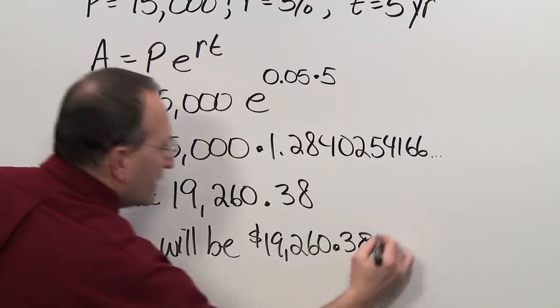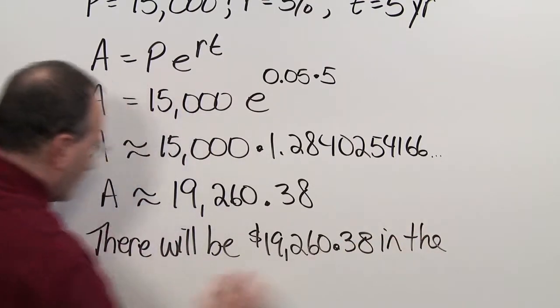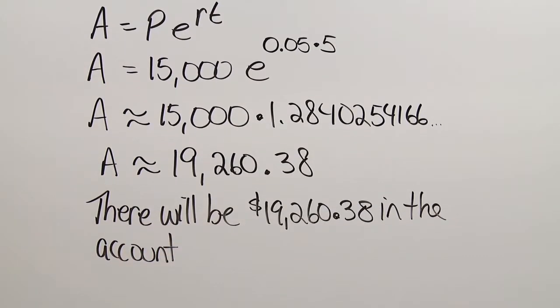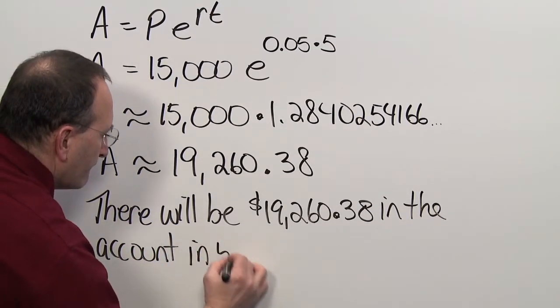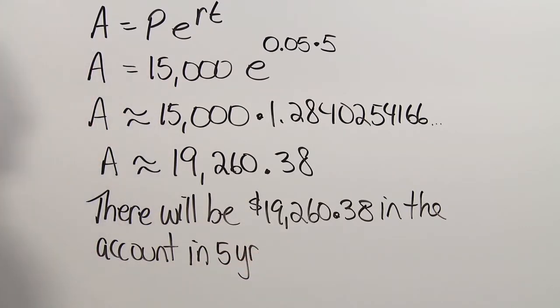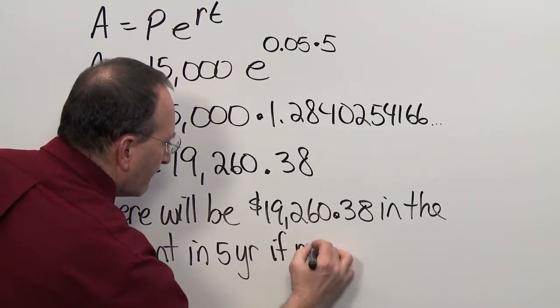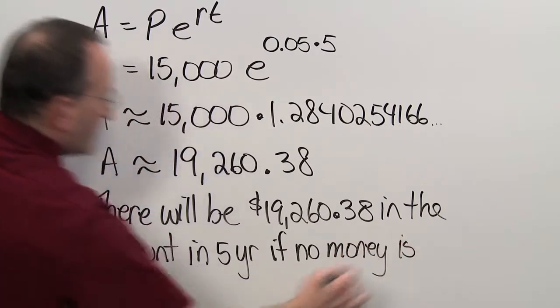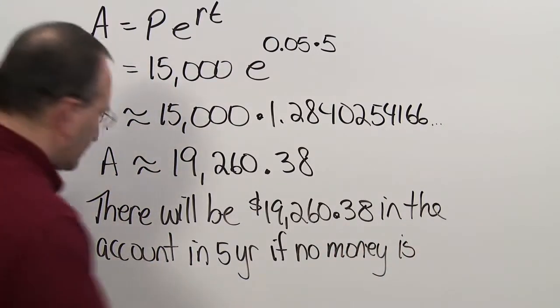And what that means is there will be $19,260.38 in the account in 5 years if no money is withdrawn.